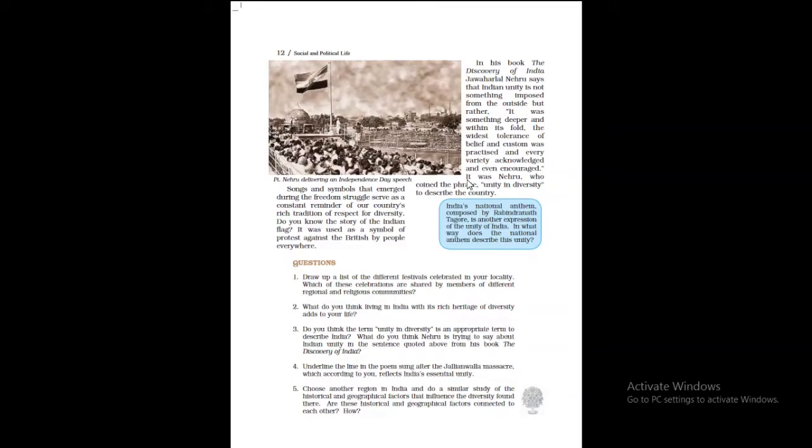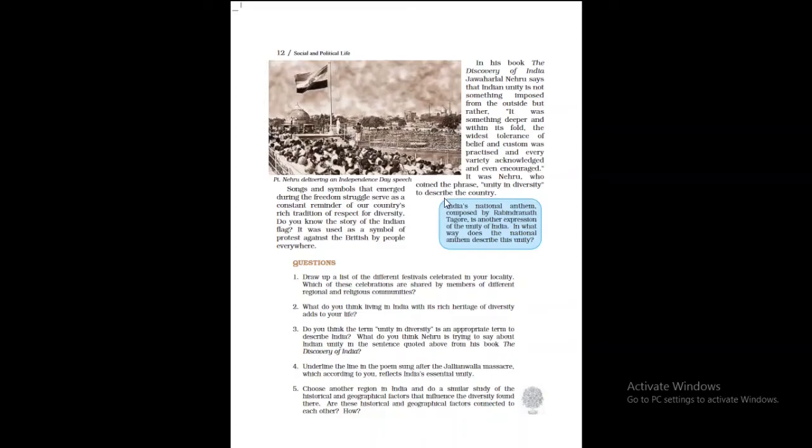So here in his book, The Discovery of India, boys, you mark this one also. Who wrote the book Discovery of India? Jawaharlal Nehru, you have to say. Jawaharlal Nehru, the first Prime Minister of India, says that Indian unity is not something imposed from outside, but rather it was something deeper and within its fold. It was here only. The widest tolerance of belief and custom was practiced, and every variety acknowledged and even encouraged. It was Nehru who coined the phrase unity in diversity. This one also you must underline in your textbook. Who coined the phrase unity in diversity? You must say Jawaharlal Nehru.